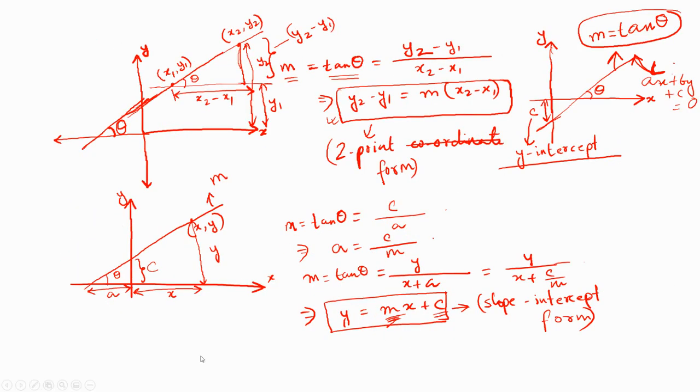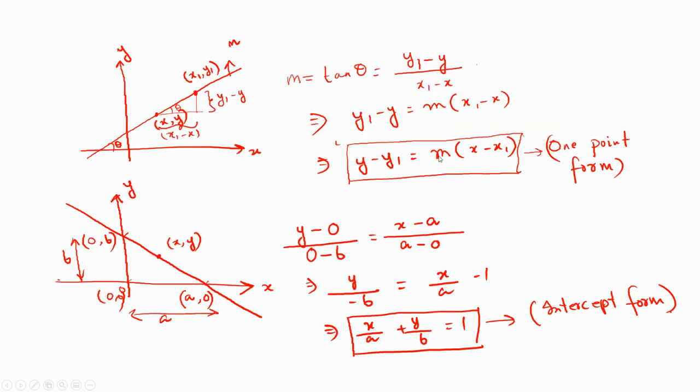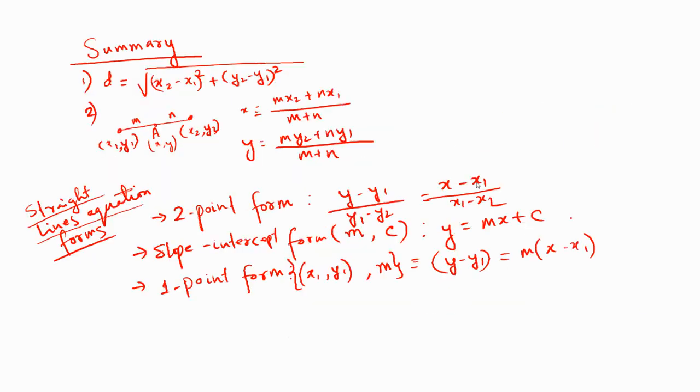Let me go back and check when I did it. Here you see, I automatically assumed I know the slope of this line. I hope I mentioned that while I was discussing it, but let me clarify anyway. So you will know the slope of this line and you will know another coordinate x1, y1. In that case, you can use this form: y minus y1 equals m times x minus x1.